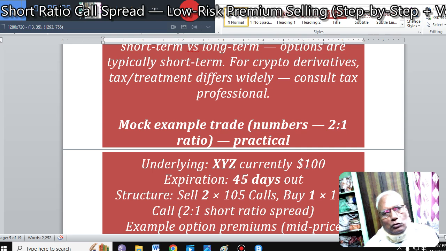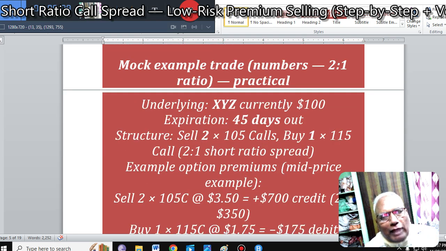Now, the mock example trade. Remember the 2:1 ratio, practical example. Underlying XYZ, currently $100, expiration 45 days out. Structure: sell 2 of the 105 calls and buy 1 of the 115 call, a 2:1 short ratio spread.